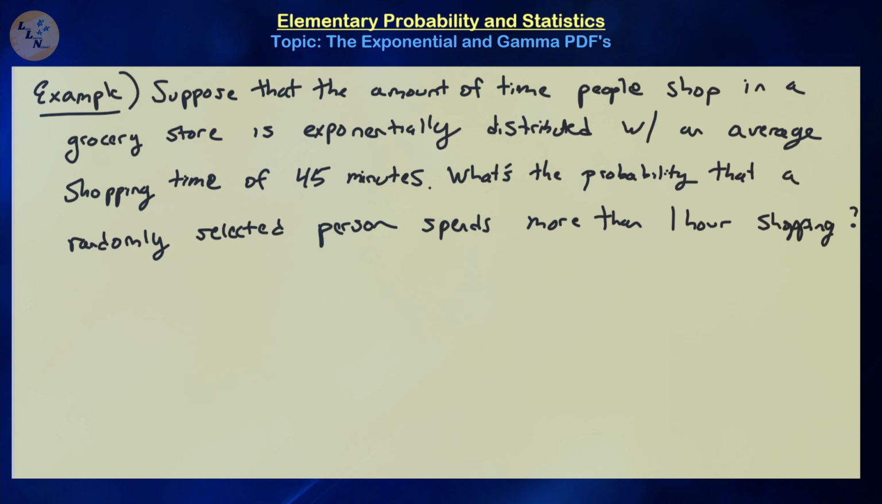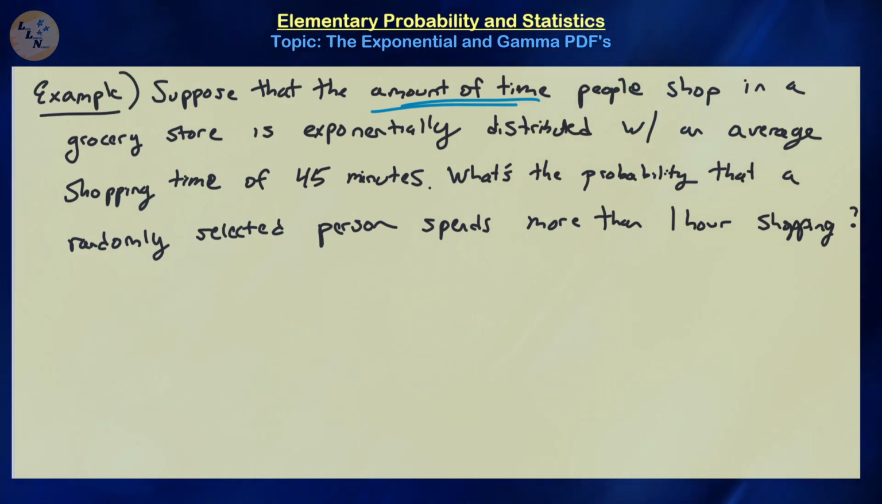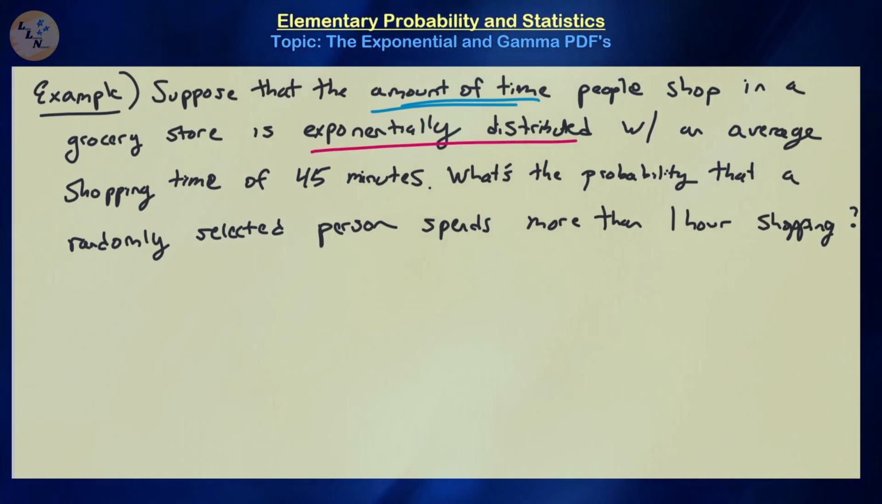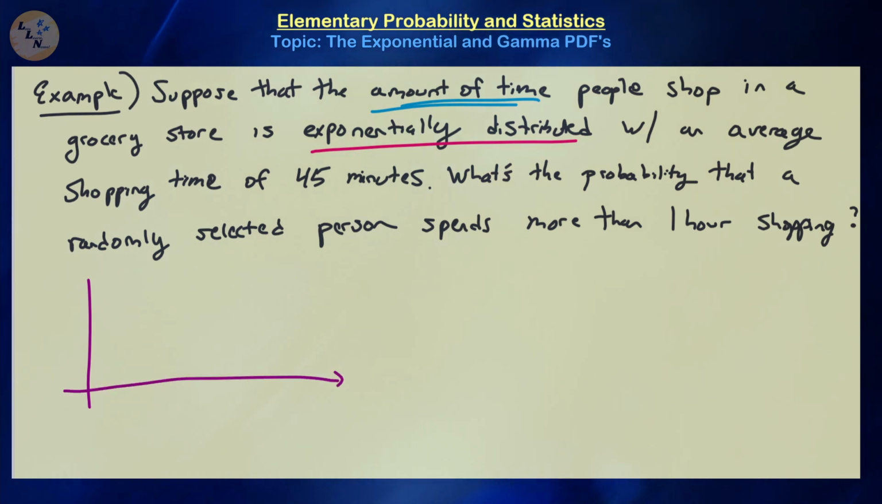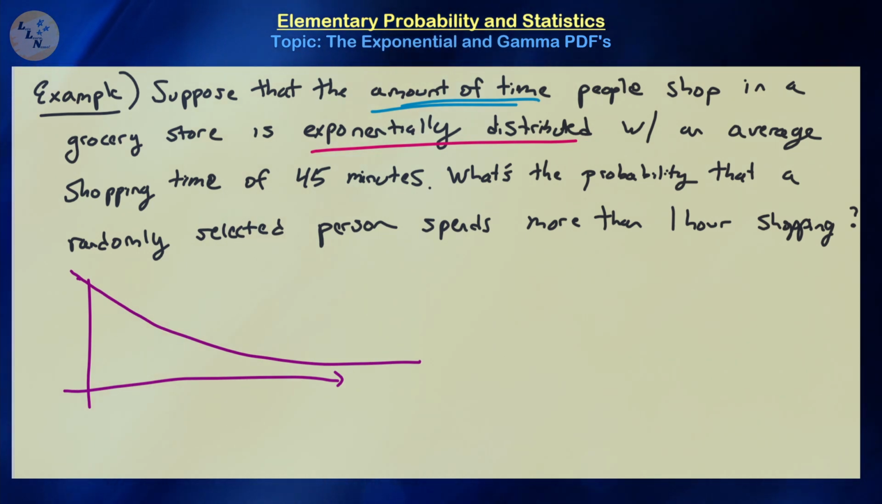Let's look at a couple of the things mentioned here so that we understand what we're talking about. Here we're talking about the amount of time that people spend shopping in a grocery store. Since we're working with time, generally speaking, this is going to be a continuous random variable. So we need some distribution to describe that distribution of time. It's given that the time is exponentially distributed. So what does that mean? That means the distribution should follow something along this type of curve. Now, which exponential distribution is it?